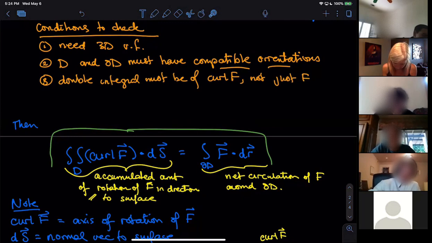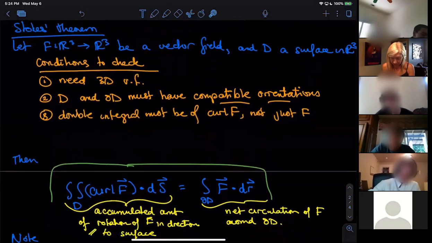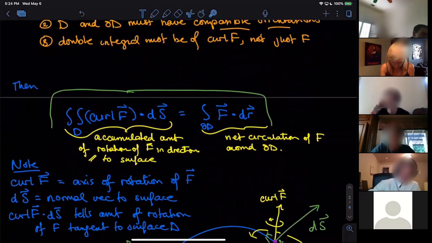And look, our double integral here is of curl of F, no problems. Okay, so these are conditions, and then you get to use this awesome formula for Stokes' theorem. You get to swap something that, let's be honest, is pretty daunting. What's it going to take to do this?